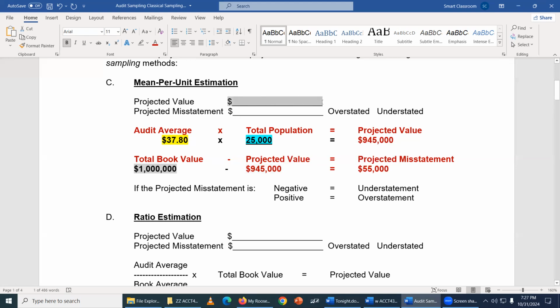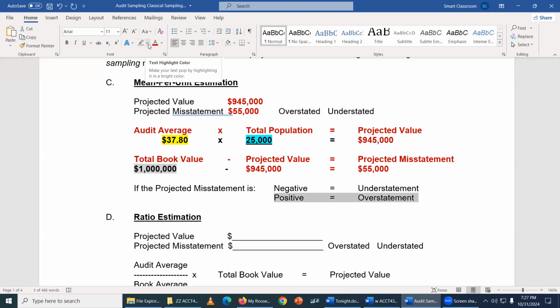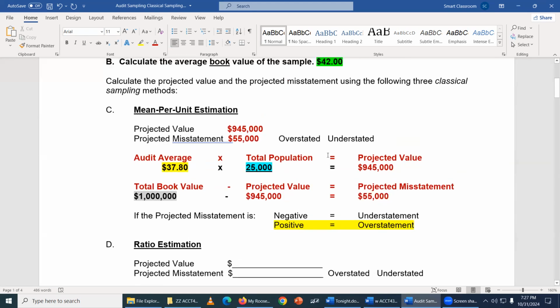So what we're saying is that the projected value is 945,000. The misstatement is 55,000. And the question is, is that an overstatement or an understatement? Because it's a positive number, it's going to be an overstatement. So we're saying they're overstated by 55,000. We say their account should be 945,000 and they're overstating it by 55,000.